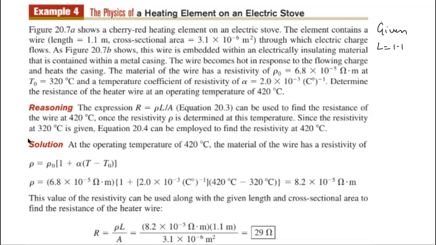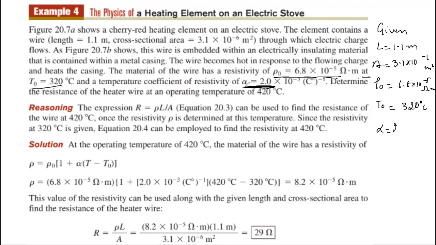So I can see length is given to me, area is given to me, 3.1 into 10 to the power minus 6 meters square, and then what else is given to me? Rho naught value. Okay, rho naught is equal to 6.8 into 10 to the power minus 5 ohm meter, and the temperature. So this is the resistivity value corresponding to this temperature. So rho naught at T naught is equal to 320 degrees Celsius. Makes sense? And a temperature coefficient alpha of resistivity is also given to me, 2 into 10 to the power minus 3 per degree Celsius.